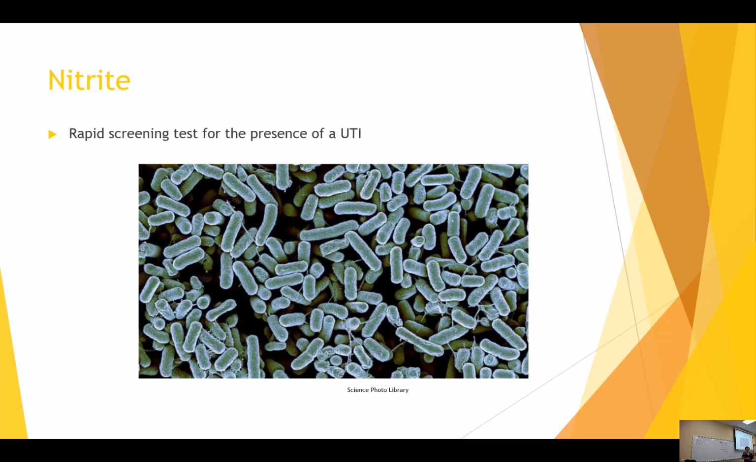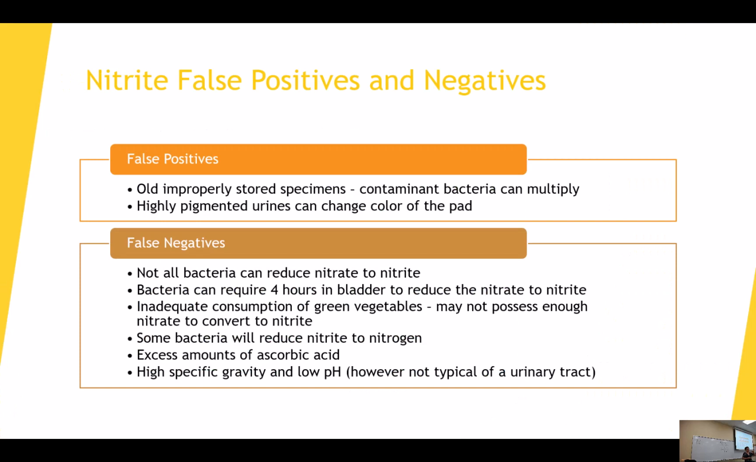Nitrites. Nitrite is a screening test for the presence of UTIs. When you're looking at nitrites, you are looking at the nitrate in the body: the bacteria utilize the nitrate and produce the nitrite. So it's just a screen for the presence. Some of the false positives we see with nitrites, however, are when you're dealing with an old improperly stored specimen, where contaminant bacteria can multiply. About every 20 minutes, E. coli doubles. So if you have a handful of contaminant E. coli floating around in the urine and it's sitting there, it's going to double every 20 minutes. So when that urine gets to be 2, 3, 4 hours old, there's going to be a lot of bacteria in it.